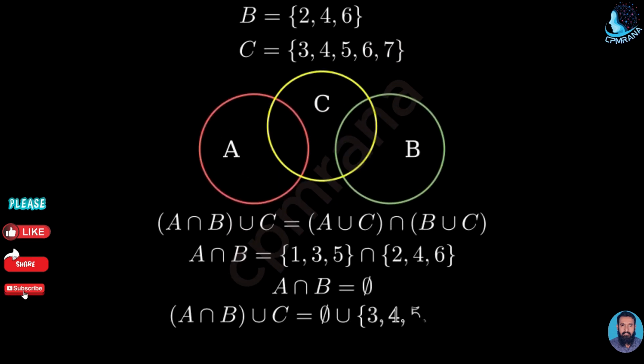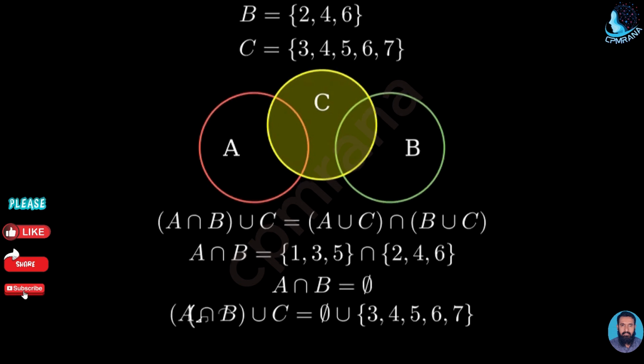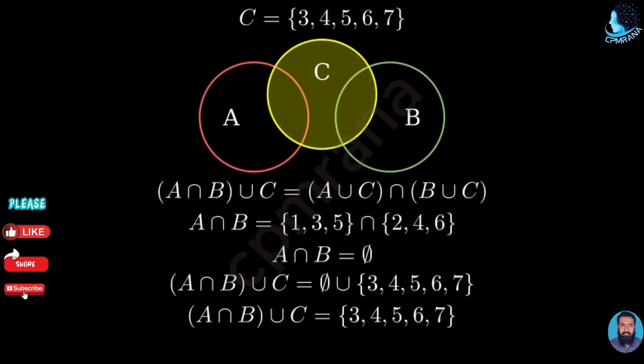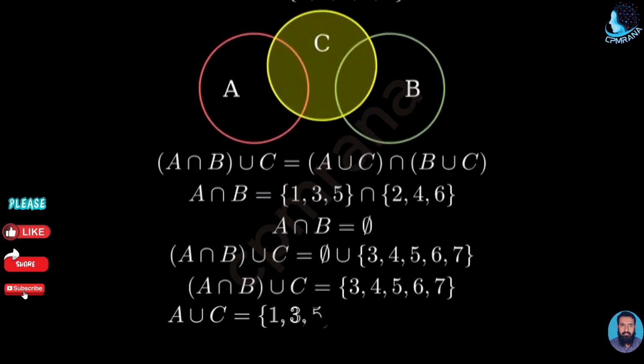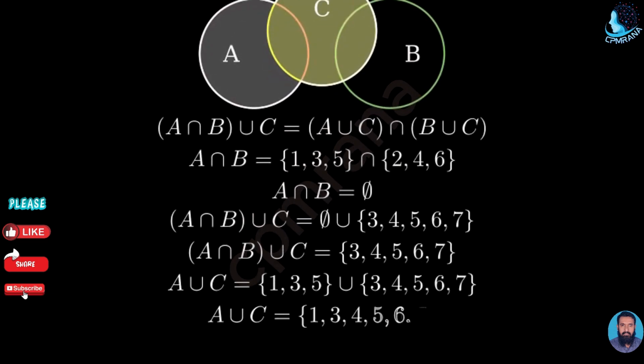Now, we calculate A ∩ B ∪ C, which is the empty set union the set containing 3, 4, 5, 6, 7. This simplifies to the set containing 3, 4, 5, 6, 7. Next, we evaluate A ∪ C, which is the set containing 1, 3, 5 union the set containing 3, 4, 5, 6, 7. The result is the set containing 1, 3, 4, 5, 6, 7.